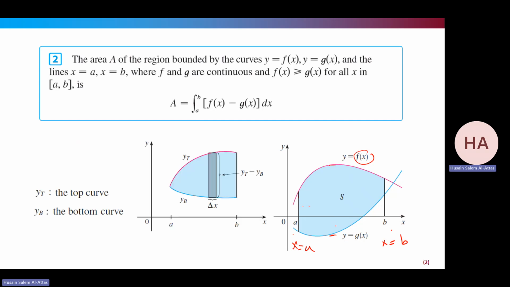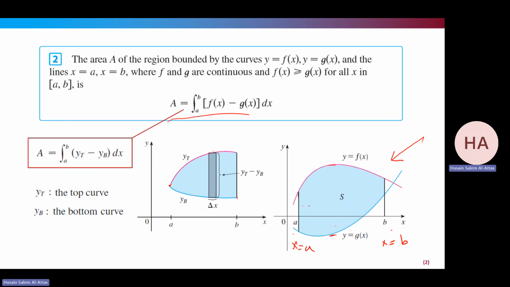As I said, with this strip from A to B, it's the upper function minus the lower function, the top curve minus the bottom curve. So this will be the area. That's it. Other than that, you need to do the calculation, finding the area. The most important thing in this section is you need to graph the function, so you can see it easily.